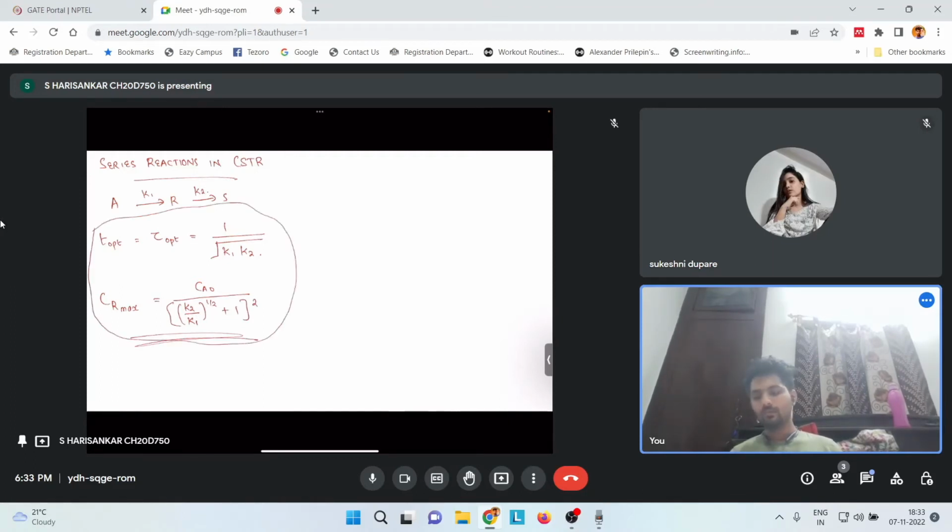Okay, so this is the t optimum or tau optimum and CR max for series reactions in CSTR, right? And if we want to see how it is differing, we can show it using a plot like this.